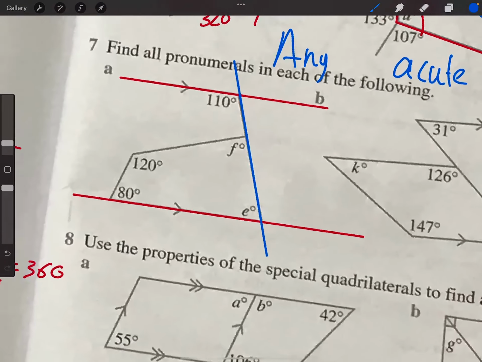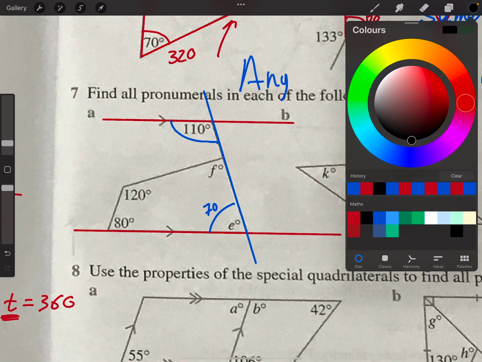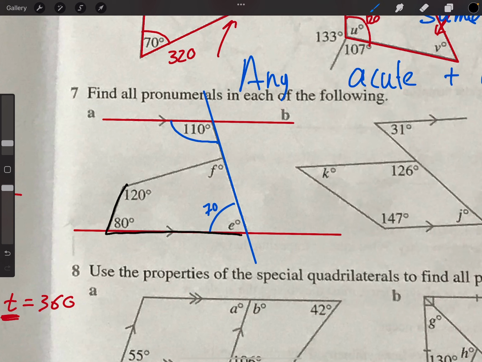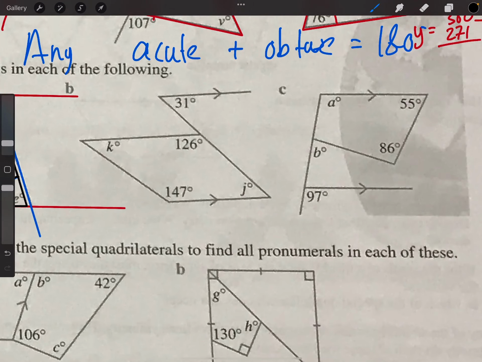Alright, here let's have a look. This is an obtuse and this is an acute. Okay, well they must add to 180, so this must be 70. If that's 70, then we can find out what this is. We can look at this shape here. It's a four-sided shape. This is 120, 80, 70. You can work out what the last one is. These four angles must add up to 360. Okay, I'll let you work on that.